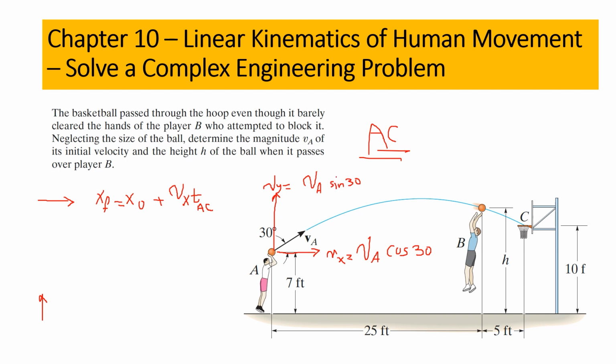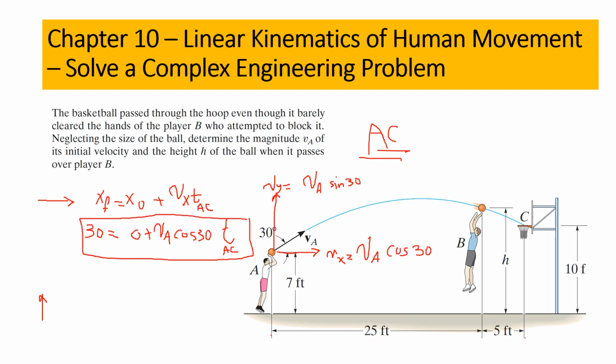Okay, now, what is my x final? 30, 25 plus 5. I'm going from A to C, right? I have 25 plus 5, that's 30. So that's 30 equals, what is my x initial? It's 0, of course it's 0. He's just shooting it. Now, that's 0 plus vx when it's flying until that last point, that's going to be vA cosine 30, so you put vA cosine 30 and then multiply by tAC. We good? Makes sense? Now, how many unknowns do I have in this equation? 2. I have tAC and vA. I need another equation to solve it, right?